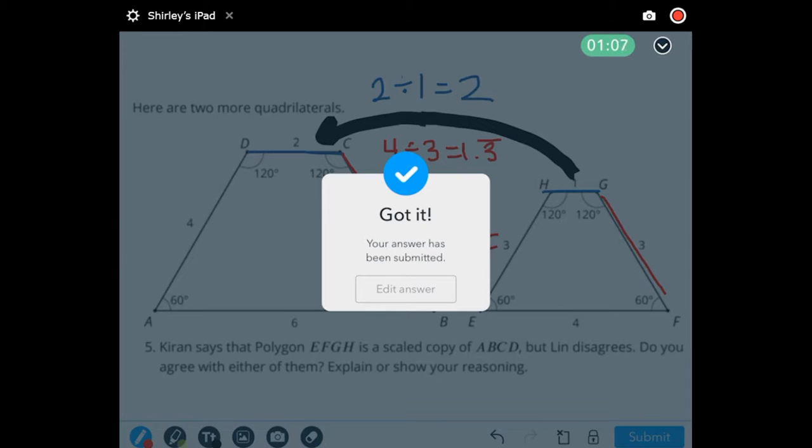Another minute to finish up whatever you're working on. And then I'm going to share out. I'm not even going to share out my work because some of you have some really good reasonings behind why you said either yes or no.